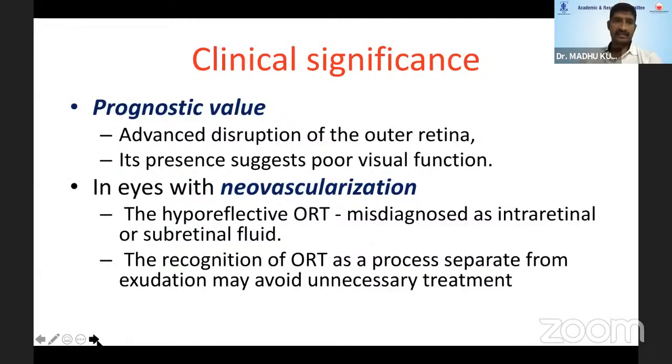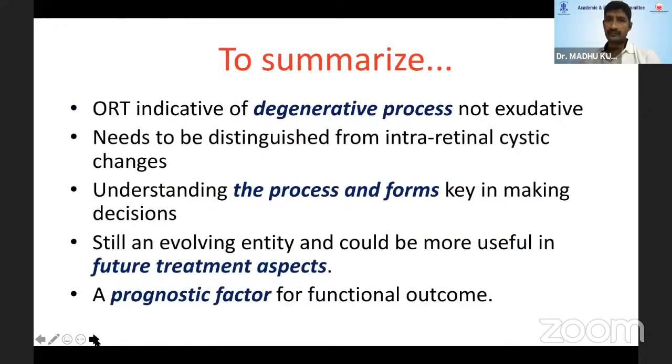Clinical significance: it has a prognostic value. It indicates advanced disruption of the outer retina, and its presence suggests poor visual function. In eyes with neovascularization, the hyporeflective ORT should not be misdiagnosed as intraretinal or subretinal fluid. Its recognition as a process separate from exudation may avoid unnecessary treatment. To summarize, it's a degenerative process.